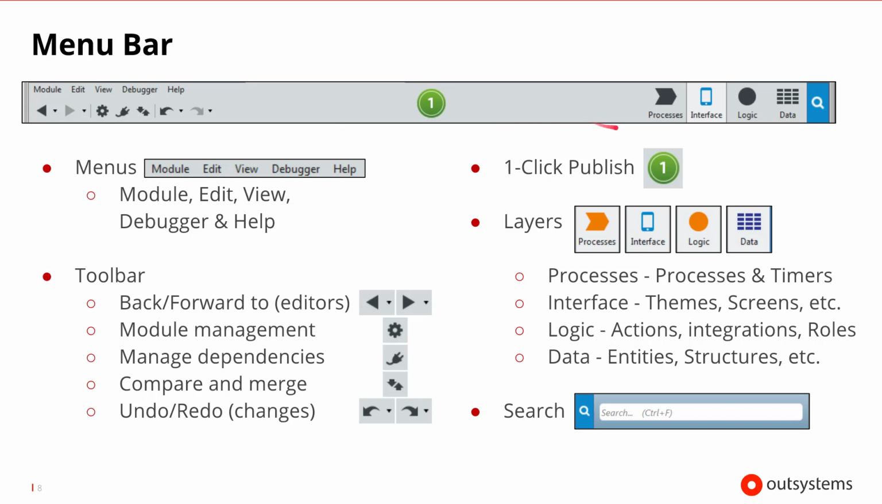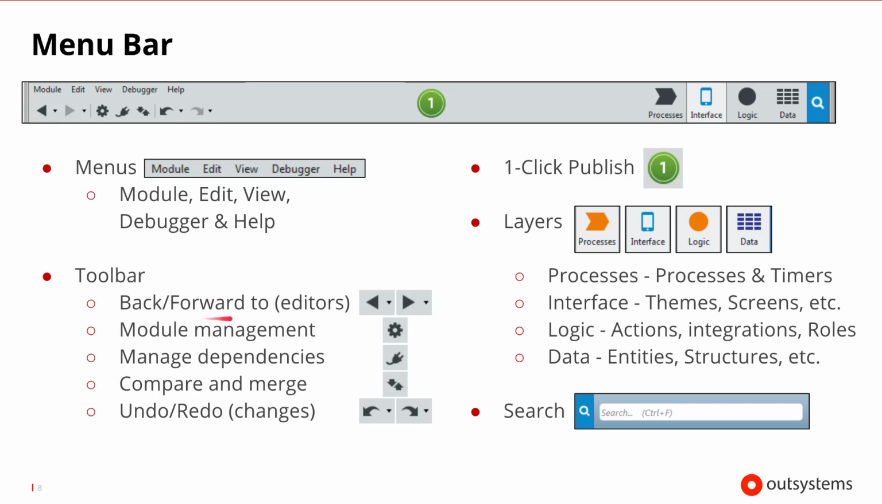So here you can see that we've covered everything on the right-hand side. We've talked about the search, we've talked about the different layers, and what we can see here is that as we move toward the middle, there's the one-click publish button, which we'll talk about more in the next session. On the left-hand side of the menu bar, we have the typical menus that you would expect, and then there's a toolbar. That toolbar has a number of the tools that we referred to earlier.